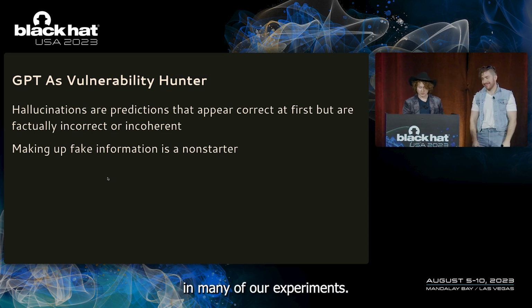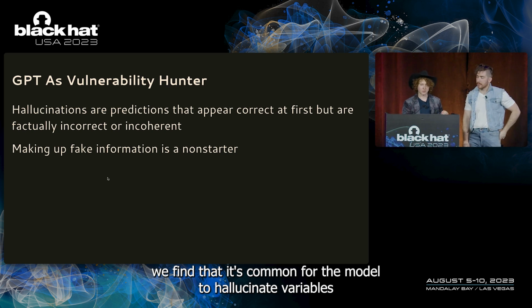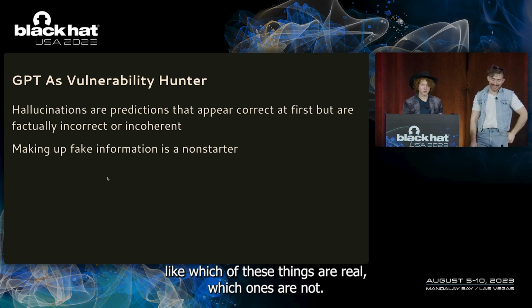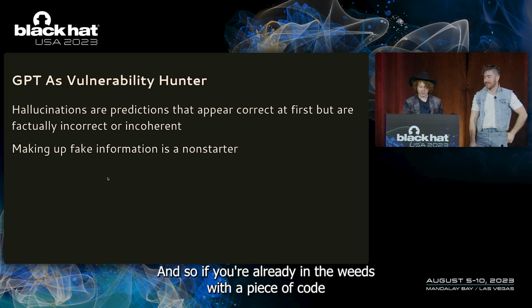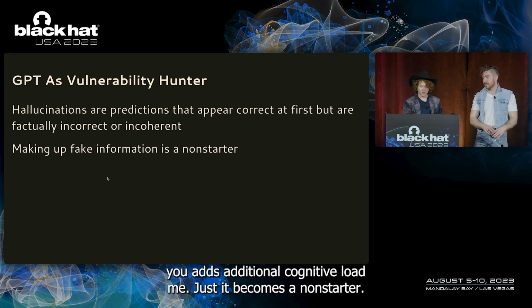In many of our experiments adapting LLMs to find vulnerabilities in source code, we found that it was common for the model to hallucinate variables that just didn't exist, which means you'd have to go through and figure out which of these things are real and which are not. So if you're already in the weeds with a piece of code trying to find something, having to double check what your tool is telling you to make sure it's not just lying to you adds additional cognitive load, and it becomes a non-starter.